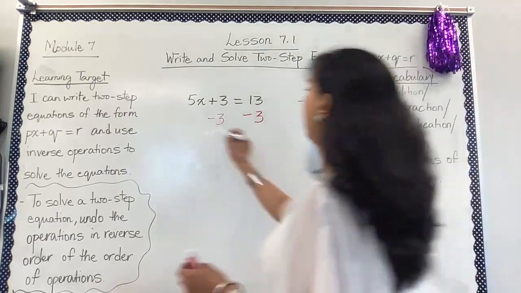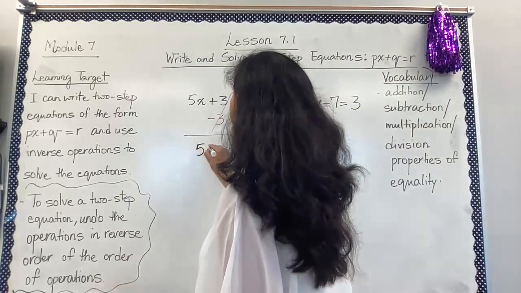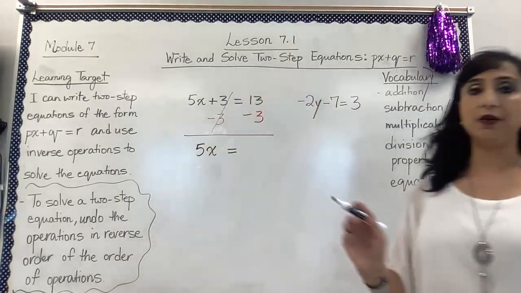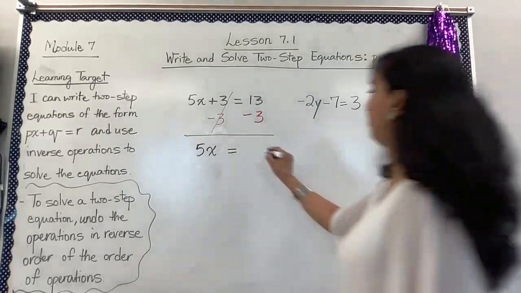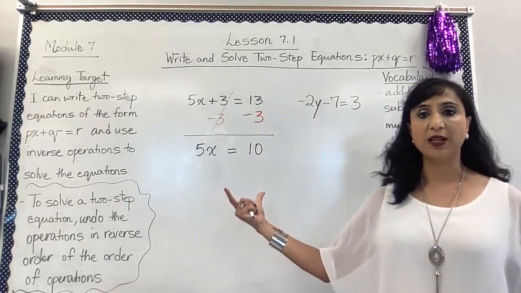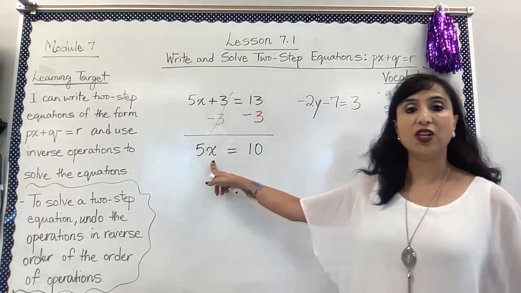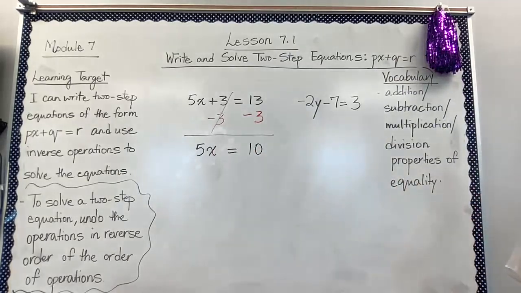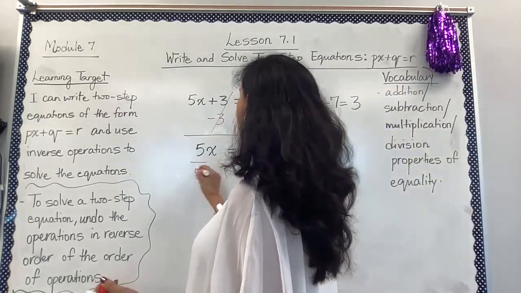Okay. And then 3 minus 3, I get 0. And I have 5x is equal to, and then I have 13 minus 3, which gives me 10. Okay. And now it has become a one-step equation at this point. Because I have one operation, the coefficient before the variable, which is multiplication. So the opposite of multiplication, or the inverse operation of multiplication, is division. So I am going to divide both sides by 5.